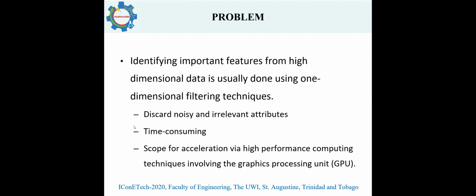So, first thing to do is identify what our problem is. Feature selection is done to determine what are important features with respect to a response variable. To do that, it removes noisy and irrelevant features. But for large data sets, this can be time-consuming, so we would like to accelerate this process using GPU acceleration.